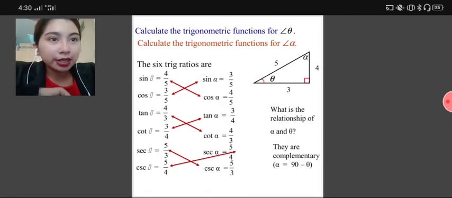Next, calculate the trigonometric function for 0 degree and angle A.